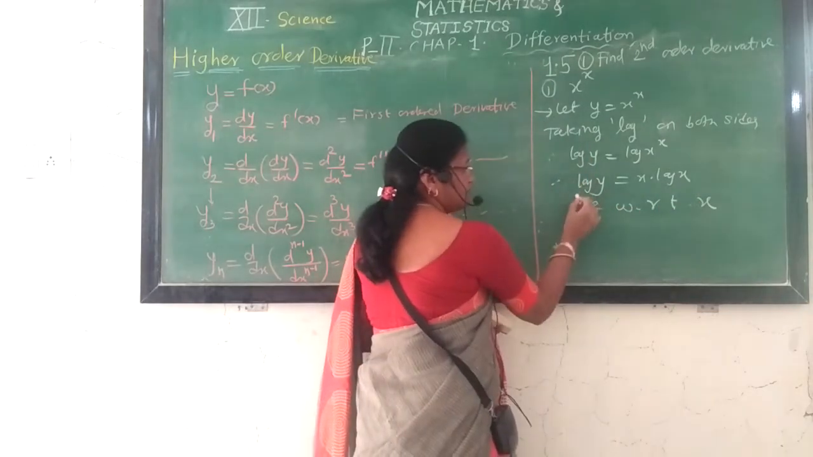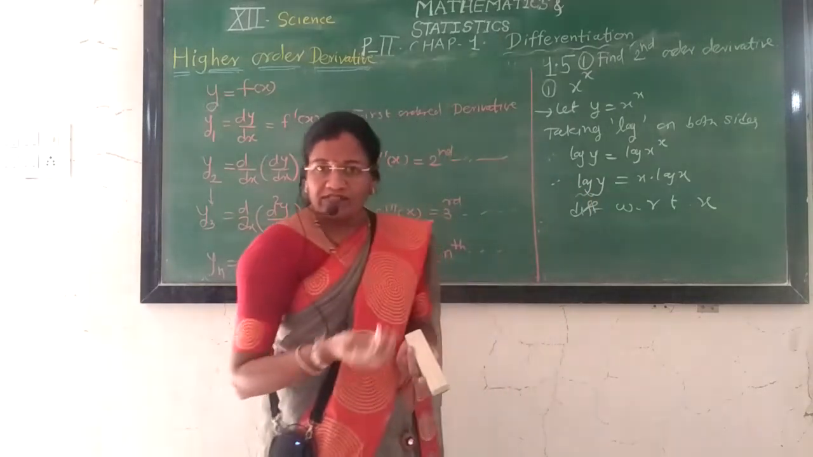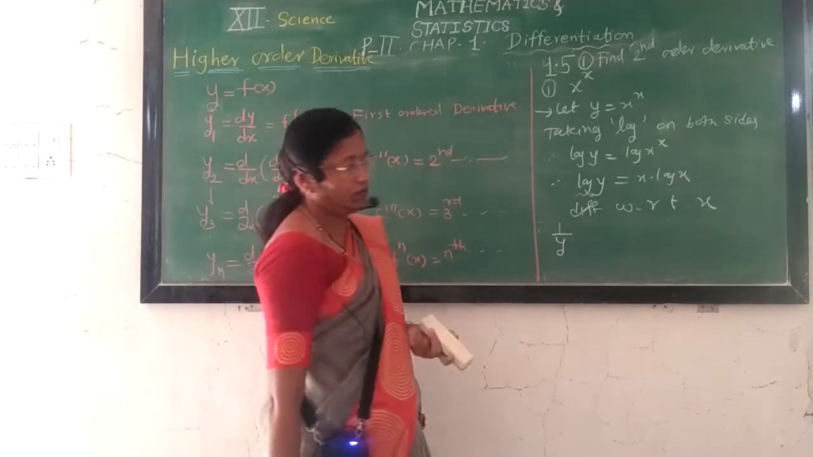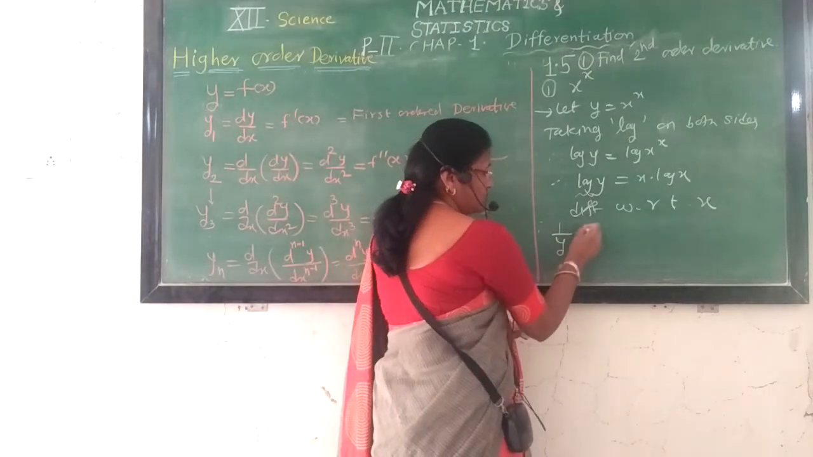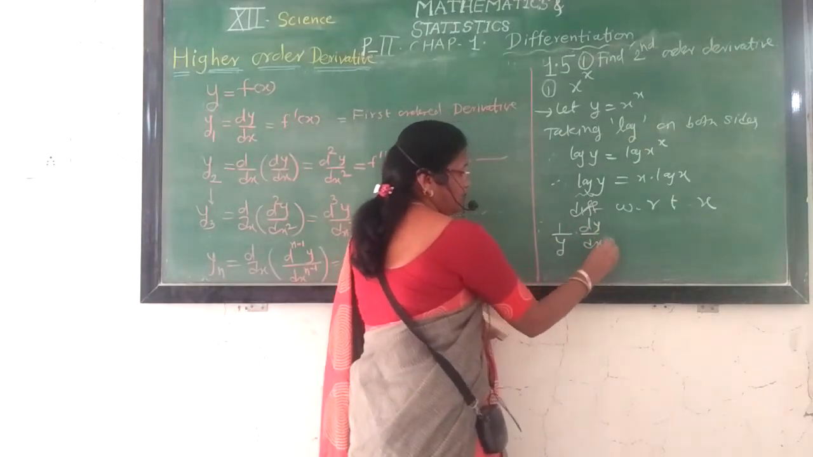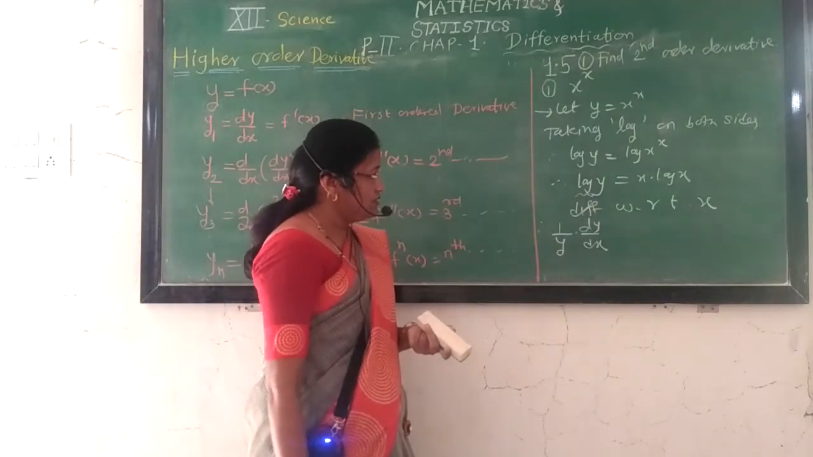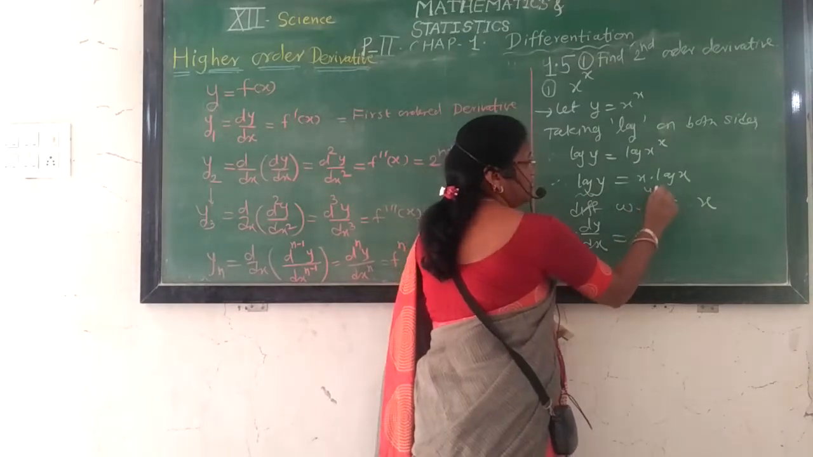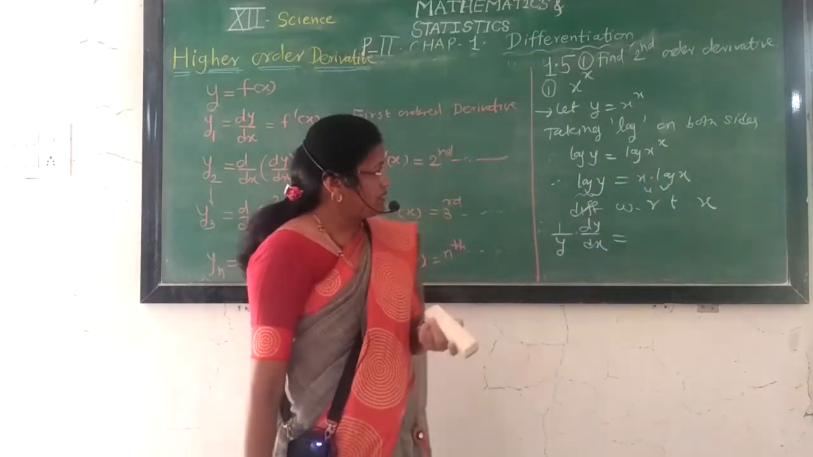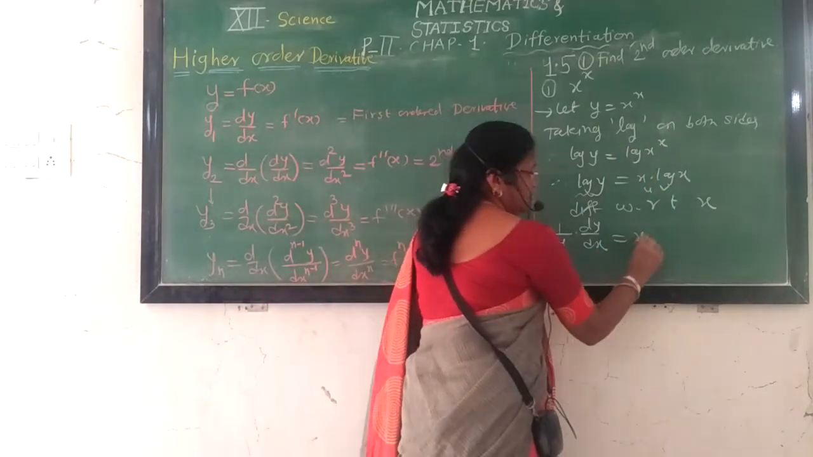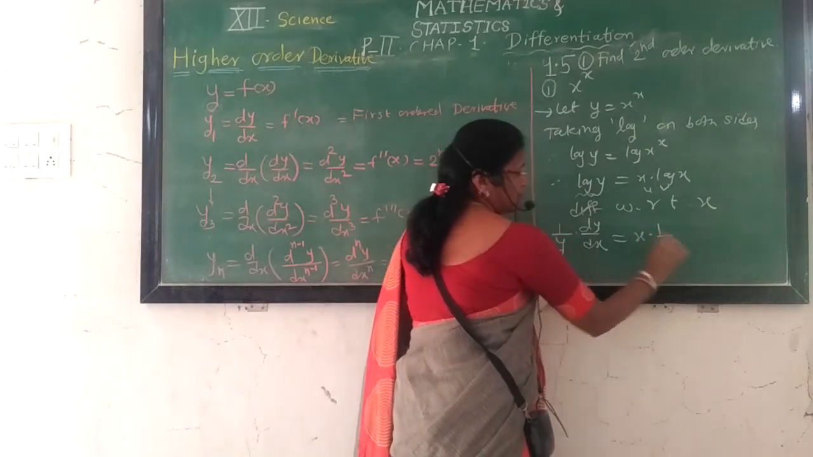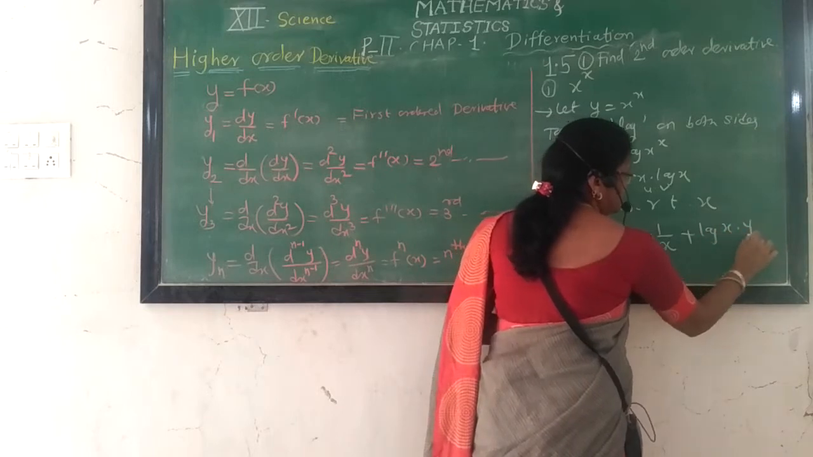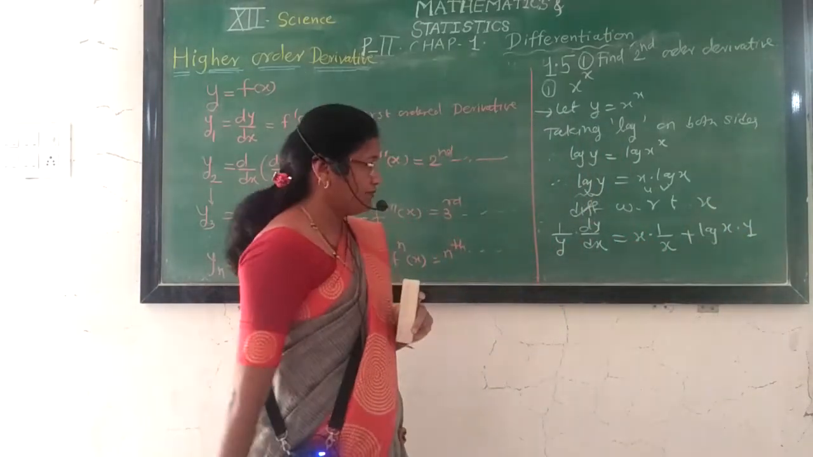Now for the left side, first we find the derivative of log. What is the derivative of the log function? The reciprocal of its argument, that is 1 upon y. By using the composite function rule, we multiply it with the derivative dy by dx. Now for the right side, x into log x, apply the product rule first. x remains as it is, the derivative of log x is 1 upon x. Next, log x remains as it is, the derivative of x is 1.